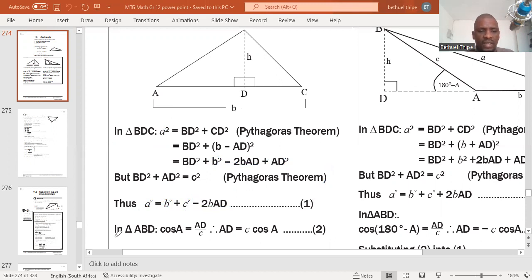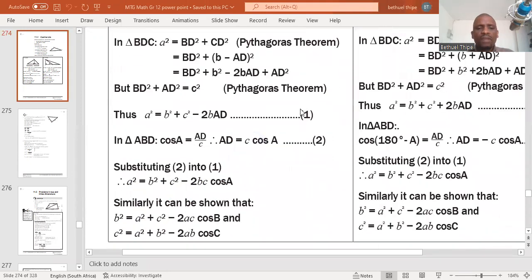When we proceed, we say now in triangle ABD, the cos of this angle here is given by the adjacent side, which is AD, divided by hypotenuse, which is C. Having done that, we make AD the subject of the formula. Then we cross multiply, then we have C, the cos of A. We have 2 equations. When we proceed, it's easy because where there is AD, we just replace AD by C, the cos of A. Then we are done with our proof. Having done that, we have A squared equals B squared plus C squared minus 2BC, the cos of A.